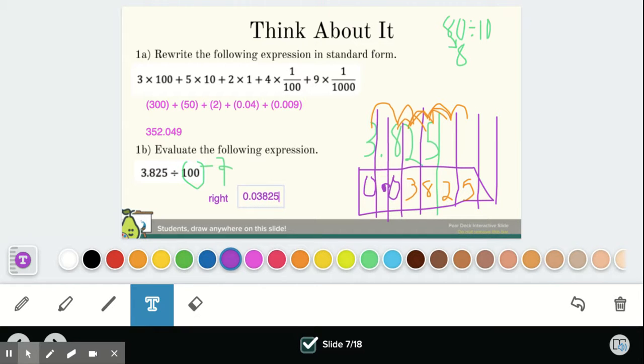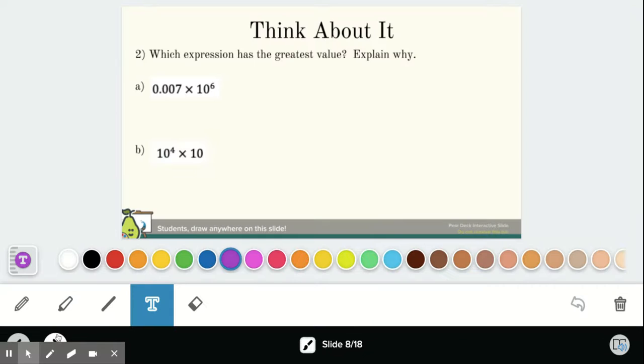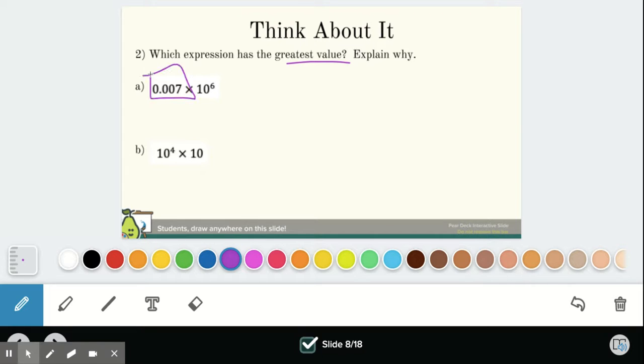And there we go. And that is going to be our answer for 1B. Okay, let's go to the next 2 questions where we're making a comparison here. It says, which expression has the greatest value? Explain why. So I'll go ahead and write this number right over here.